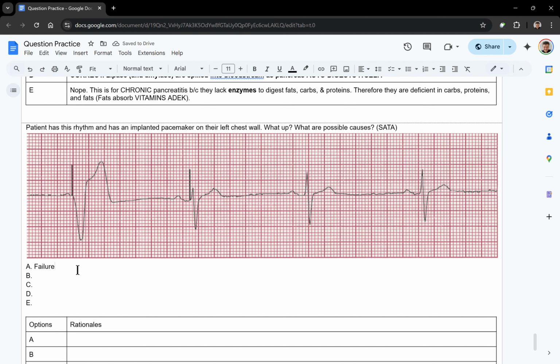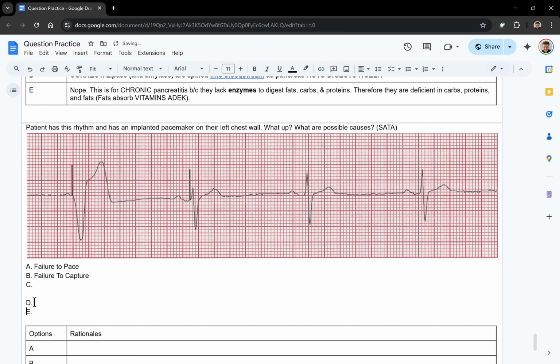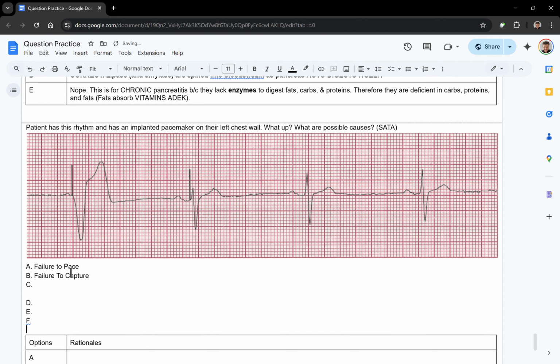Okay, so failure to what? So we have failure to pace, failure to capture, and then failure to sense. This would be a good close question, actually, right? So you do have to answer either one. You know what I'm trying to say? So let's do A, B, C, and then D, E, F. Does that make sense? So failure to pace, failure to capture, failure to sense.